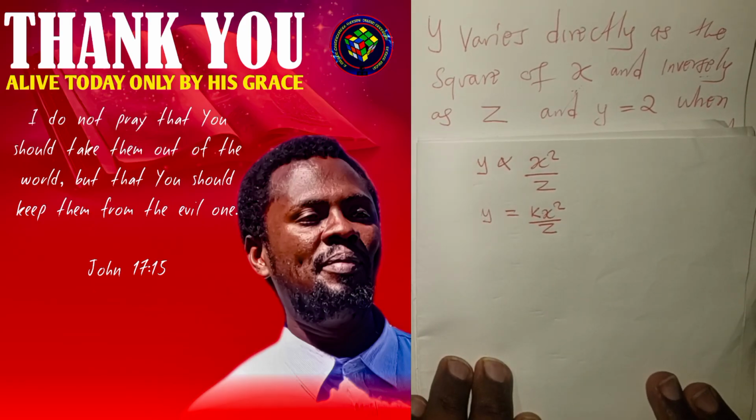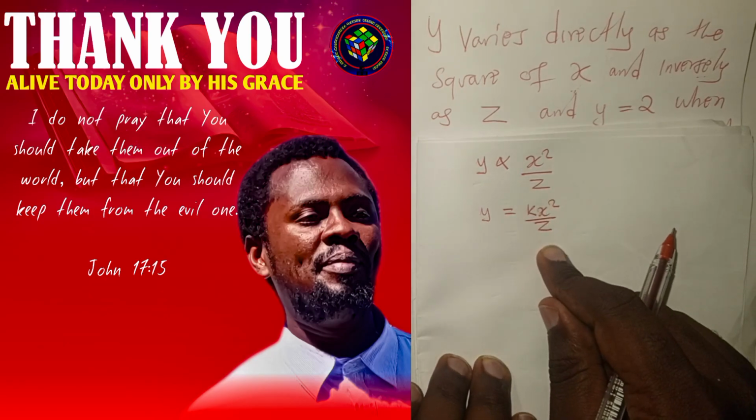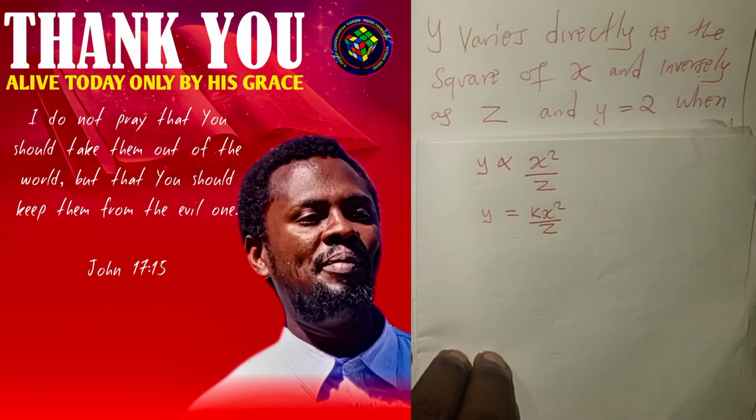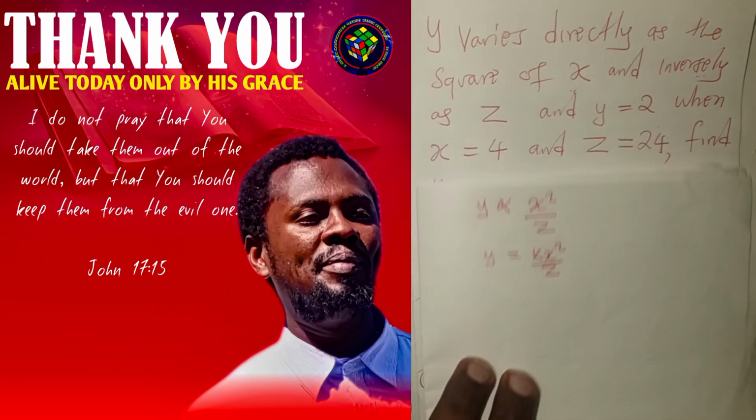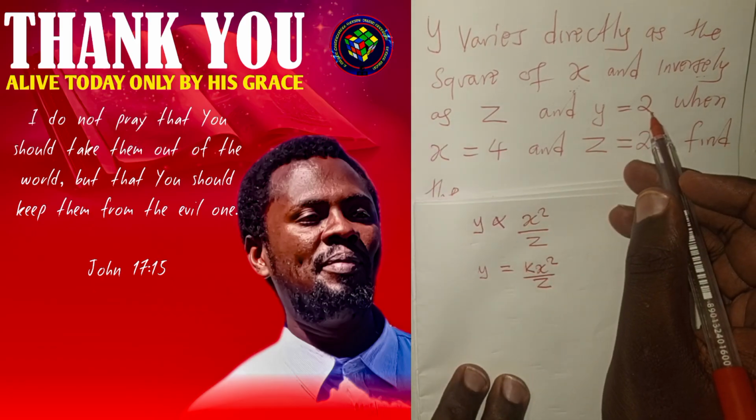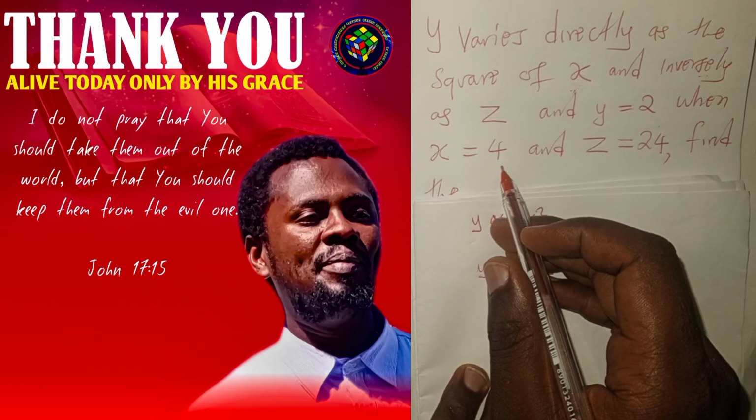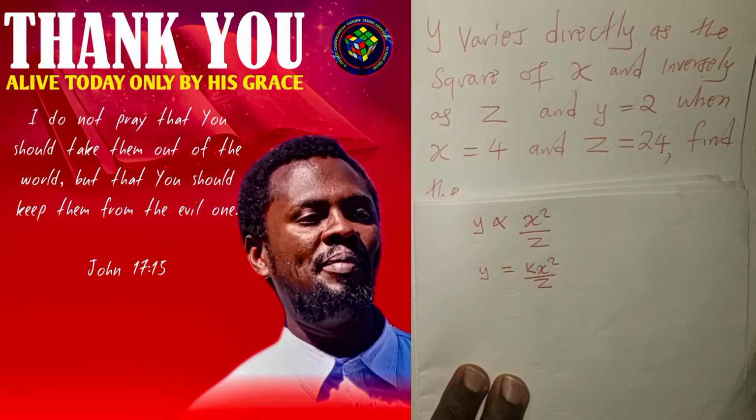The next step is to find the value for k. How do you get this value for k? From the values of y, x, and z. From the statement, we have been given these values. We are told that y is equal to 2 when x is equal to 4 and z is equal to 24. Those are the values which we are going to use to solve for k.